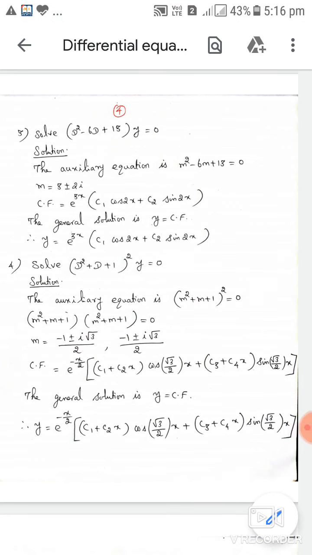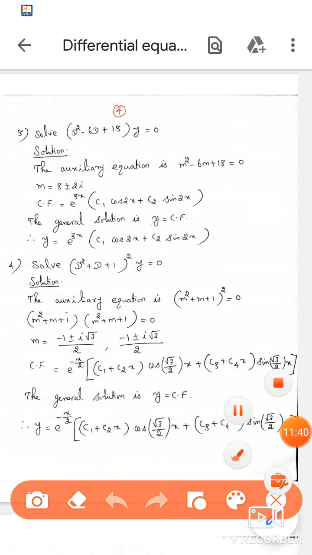Then the complementary function is e power minus x by 2 [(c1 plus c2 x) cos root 3 by 2 x plus (c3 plus c4 x) sin root 3 by 2 x]. Here we use the constants c1, c2. So here you use another constants, that is c3 and c4. Already we have used c1, c2, so here you write c3 and c4.